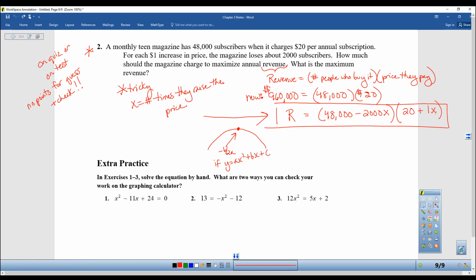If you already have it in factored form, does anybody remember a slightly easier way rather than multiplying it all out? You could find the two intercepts. So to find the first intercept, we'll do the easy one first. 20 plus x is equal to 0. X is equal to negative 20. The next one, 48,000 minus 2,000 x is equal to 0.